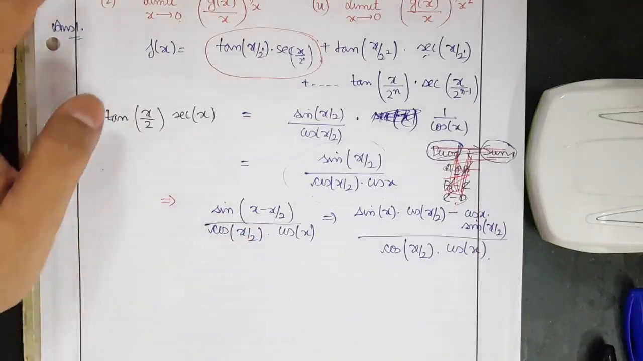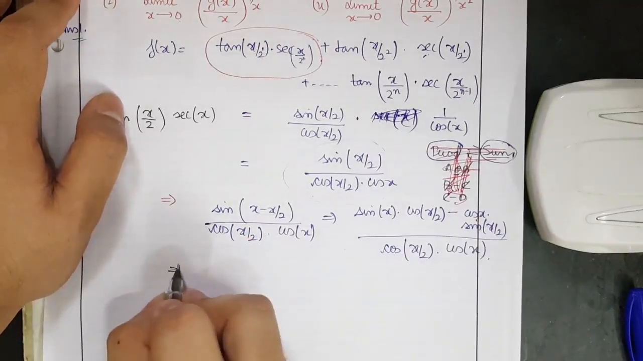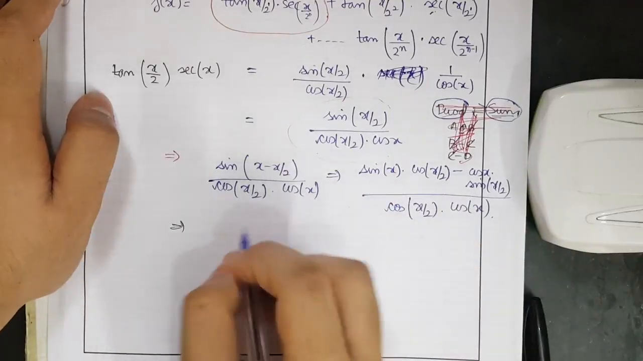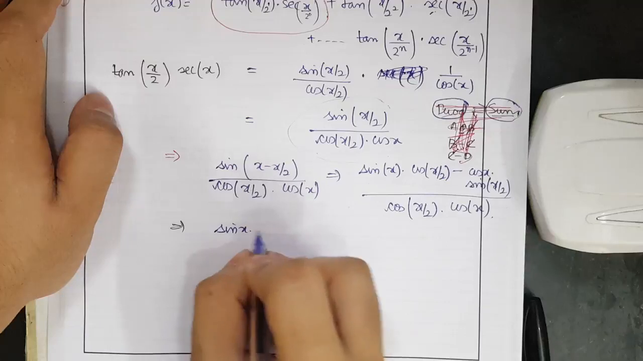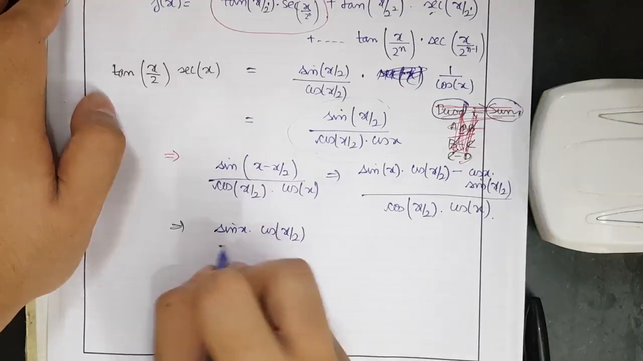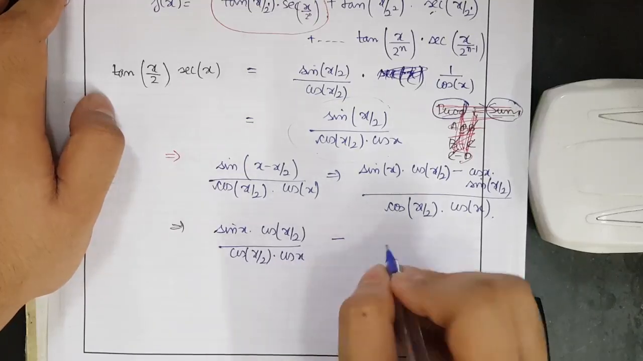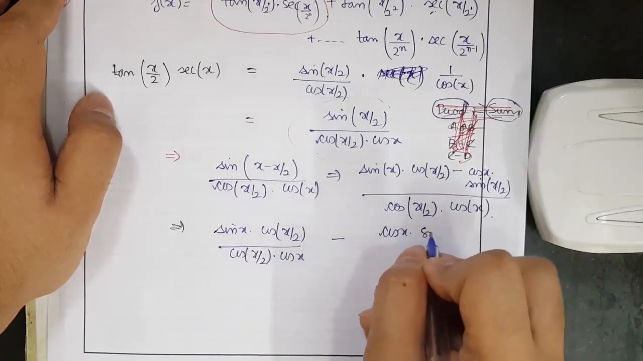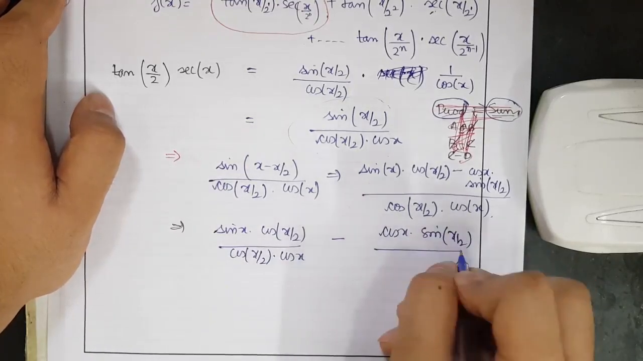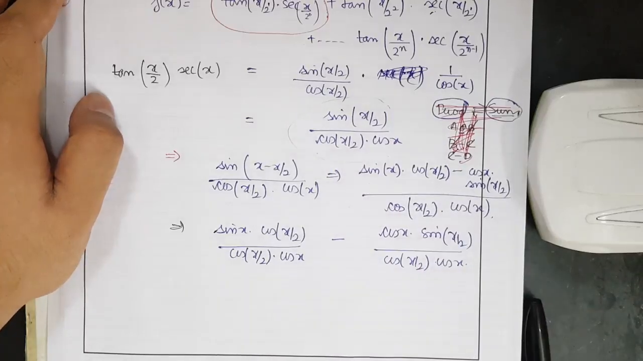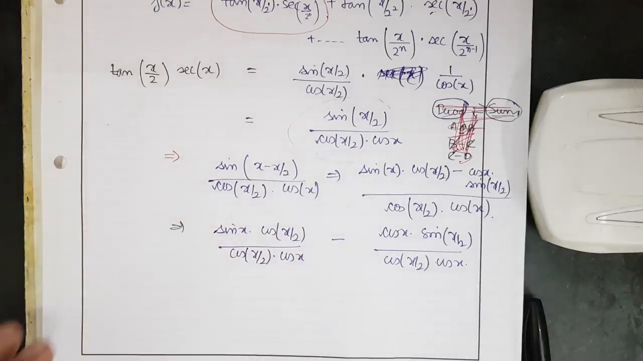Now the next thing is that the numerator term can be divided by this thing here, I hope you're able to see what I'm doing here. So sine x into cos x by 2 upon cos x by 2 into cos x minus cos x into sine x by 2 upon cos x by 2 into cos x. Okay, so I've just distributed the denominator here.